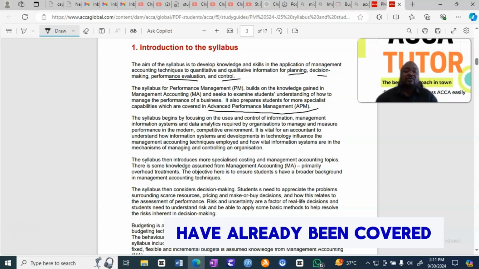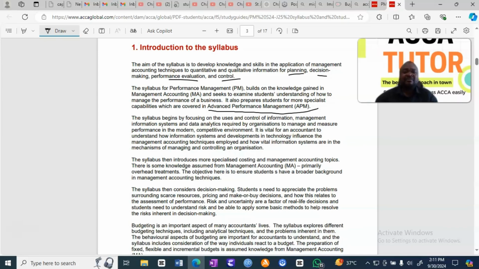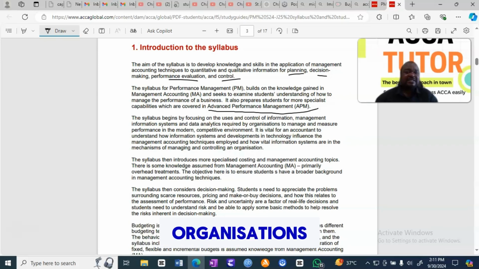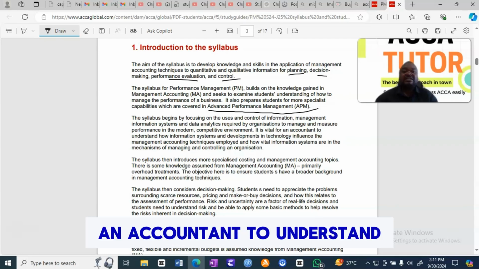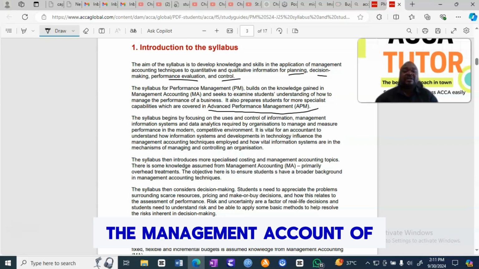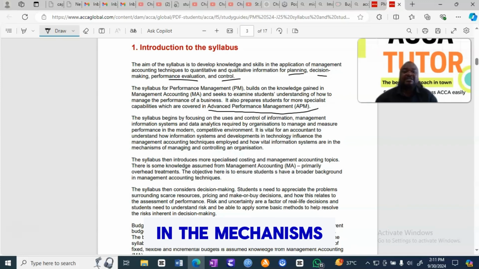Some of these aspects have already been covered in prior year papers or prior studies. Management information systems and data analytics are required by organizations to manage and measure performance in the modern competitive environment. It is vital for an accountant to understand how information systems and developments in technology influence the management accounting techniques employed and how vital information systems are in the mechanisms of managing and controlling an organization.